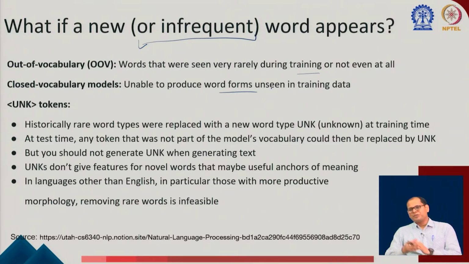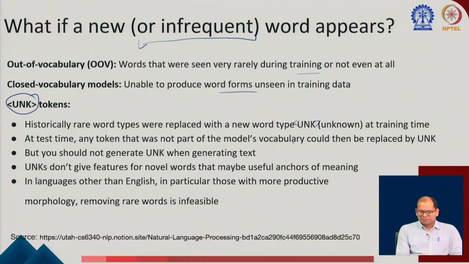So what is typically done whenever you encounter an unseen word? You use something called unknown token, UNK token tag. So historically what is done? Whenever you have a word that is not in your vocabulary, you replace it with an unknown token. So this would have another ID typically in your list. So you will have an ID for unknown, and you will give that ID. So every word that is not there will get the same ID, right? So any token that was not part of the model's vocabulary will be replaced by this unknown. But when you are generating, you should not generate unknown, because you cannot give a surface realization. You cannot generate a word replacement for unknown.